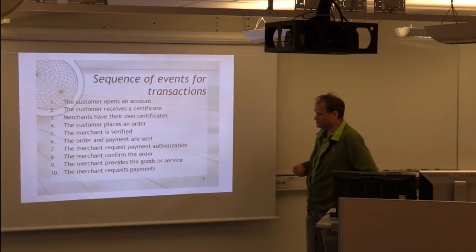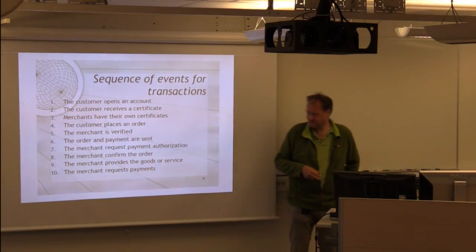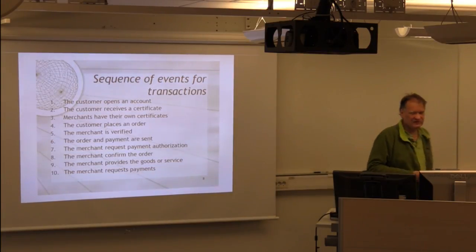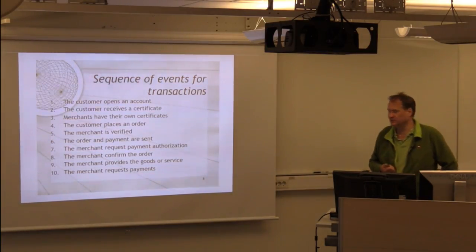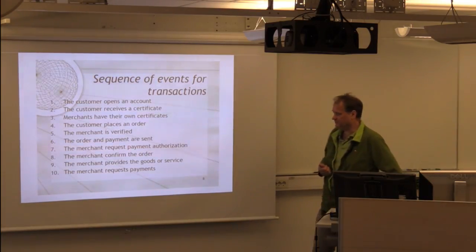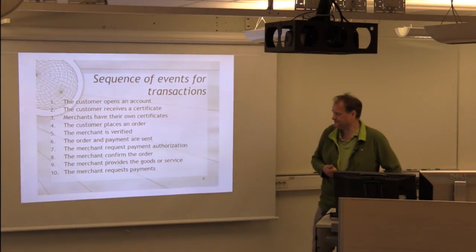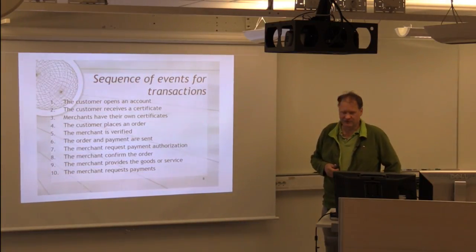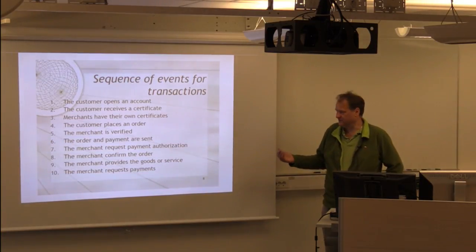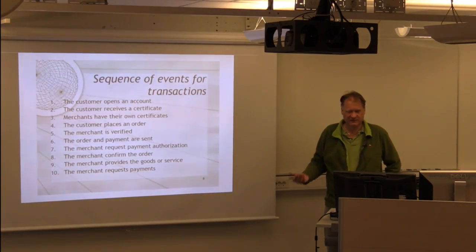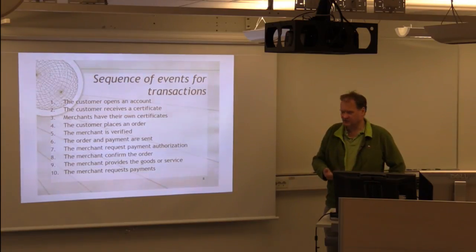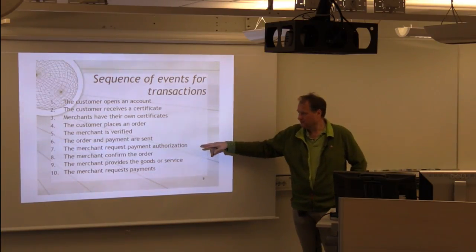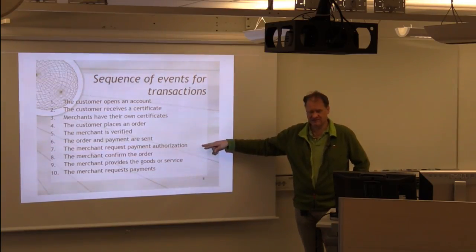Then you send what is called here order and payment. And that's the real core of this SET standard, how you create and send this order and payment information. We'll look more closely at that. From that information, the merchant can now request what's called payment authorization. From the information that you sent him, he can extract the information, send it to the payment gateway and ask, is this customer actually able to pay for this? So that's payment authorization.